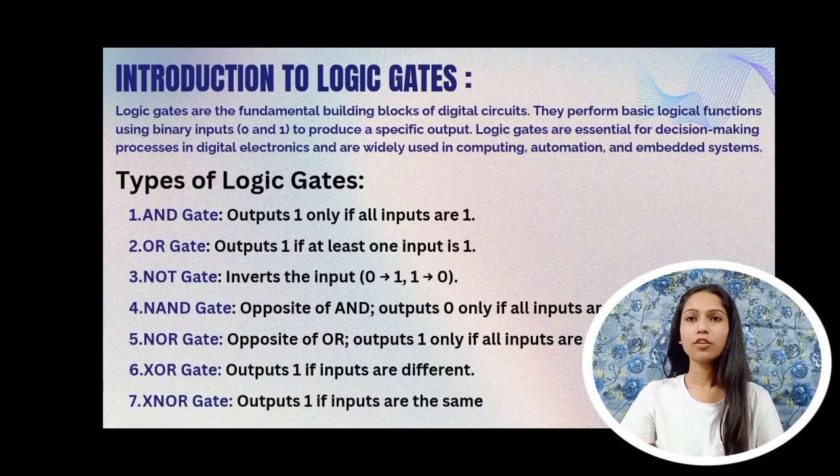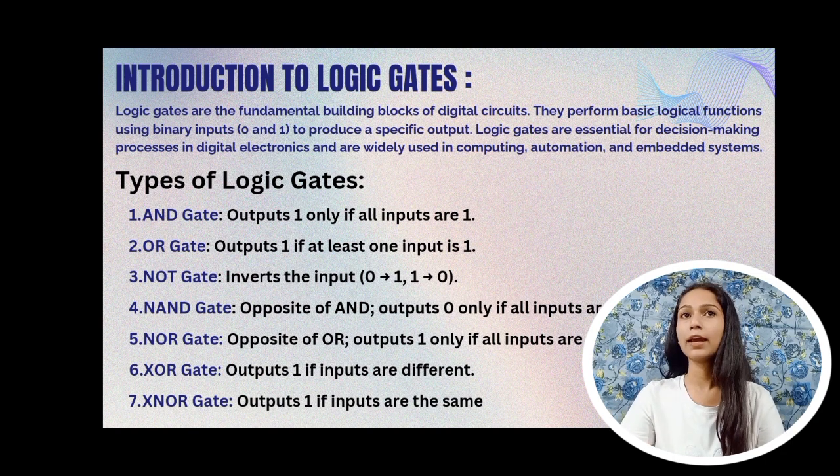So what are logic gates? Logic gates are fundamental building blocks of digital electronic circuits. They perform basic logic functions using binary inputs, zeros and ones, to produce a specific output. Logic gates are essential for the decision making process in digital electronics and are widely used in computing and automation. Now we will discuss the types of logic gates.